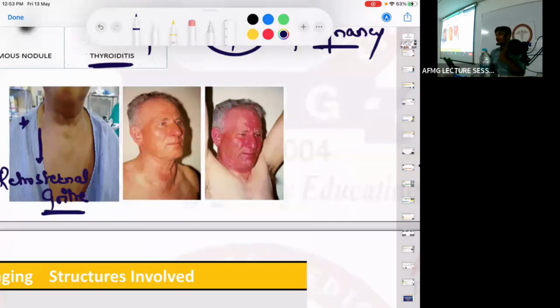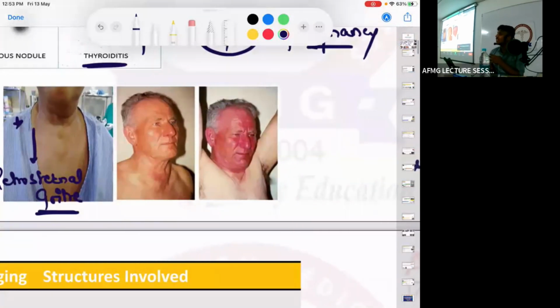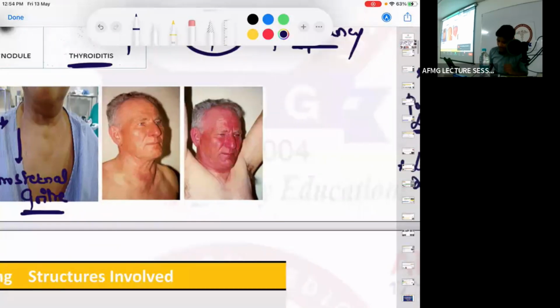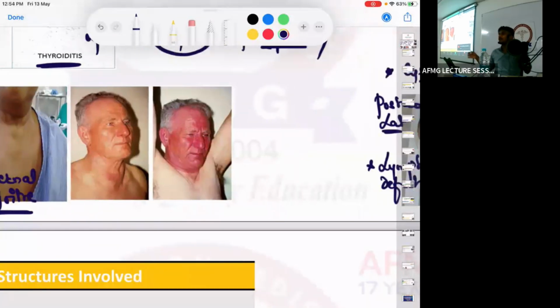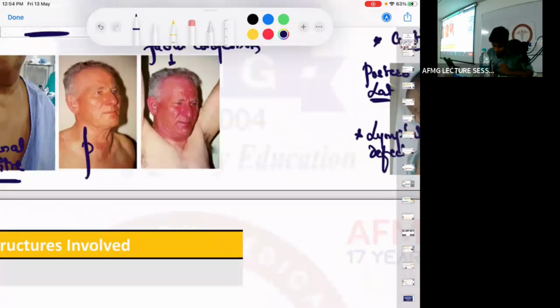Inspiratory stridor, yes. There would be dysphagia in the patient. So all of these pressure symptoms would be noted. Along with that, you can perform a test. You can ask the patient to raise his hand above the head level, and when he raises his hand above the head level, there would be facial congestion or facial plethora. This is called which test? Right, this is called Pemberton's test.